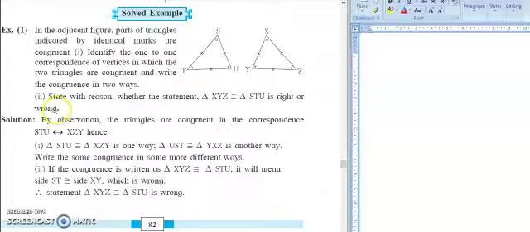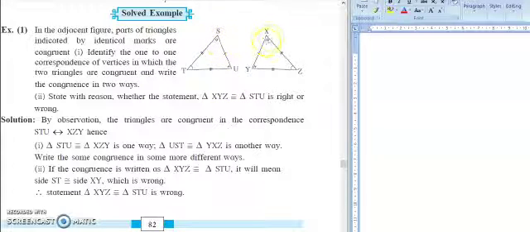And then the second question is there: state with reason whether the statement triangle XYZ is congruent to triangle STU is right or not, we have to identify. Okay, solution. By observation, the triangles are congruent in their correspondence. We have to find the correspondence.